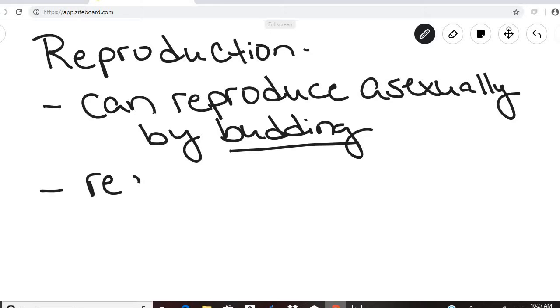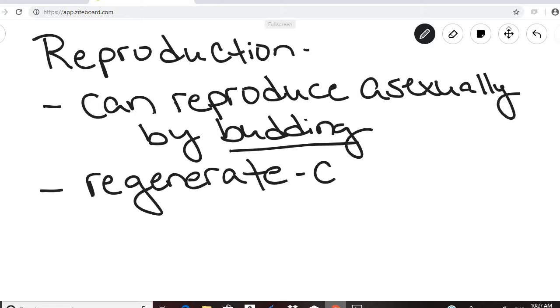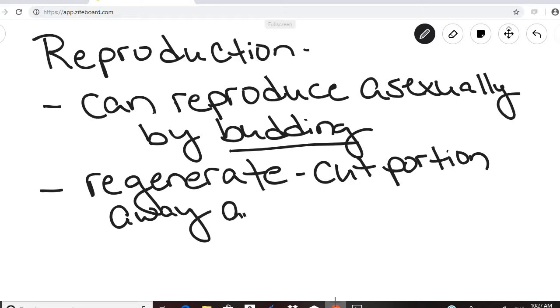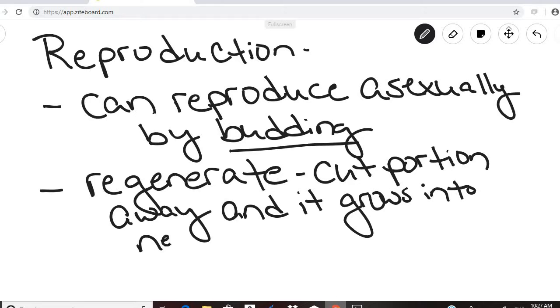They can also regenerate, and regeneration is where if you cut a portion away, that portion will grow into a new sponge. So sponges use regeneration as a way to reproduce.